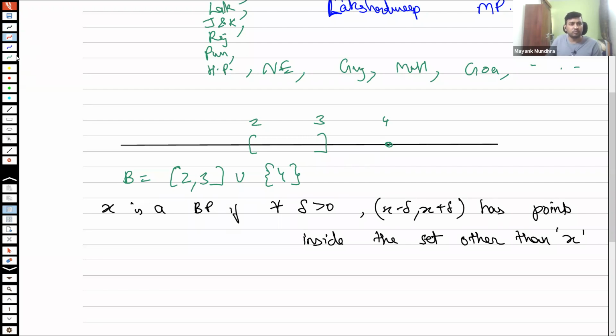So my first question is, is 2 an accumulation point? Oh no, sorry, we are looking at accumulation points, not boundary points. Is 2 an accumulation point? Okay, is the point 2 an accumulation point? Let me ask this question to Kritika. Kritika, do you think point 2 is an accumulation point going by this definition?